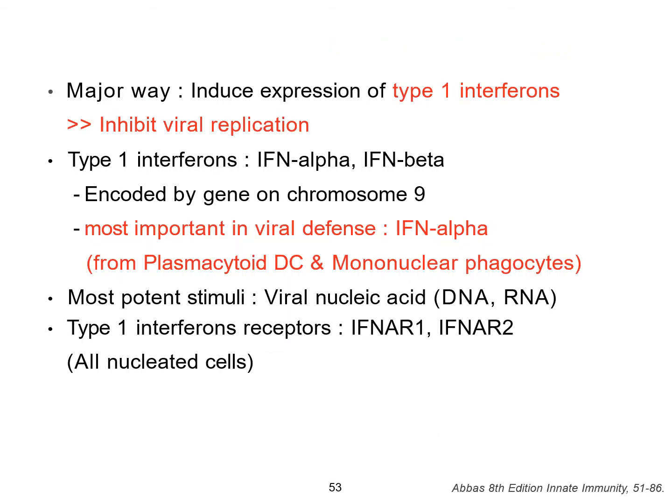Antiviral response. The major way is inducing expression of type 1 interferons, which inhibit viral replication. The main type 1 interferons are IFN alpha and beta, encoded by genes on chromosome 9. These are most important in viral defense. IFN alpha is produced from plasmacytoid dendritic cells and mononuclear phagocytes. The most potent stimuli are viral nucleic acids, and the type 1 interferon receptors are IFNAR1 and IFNAR2.